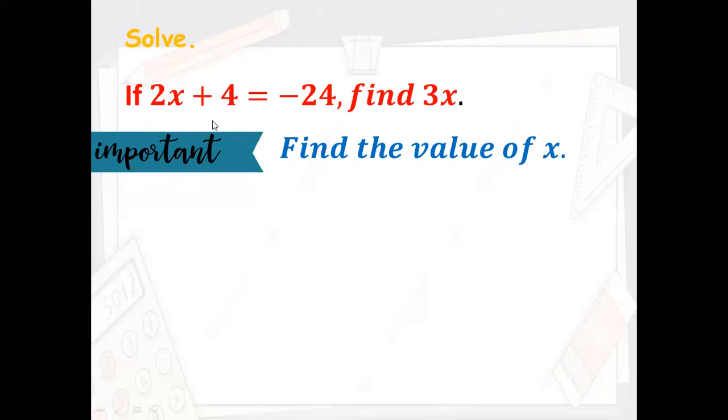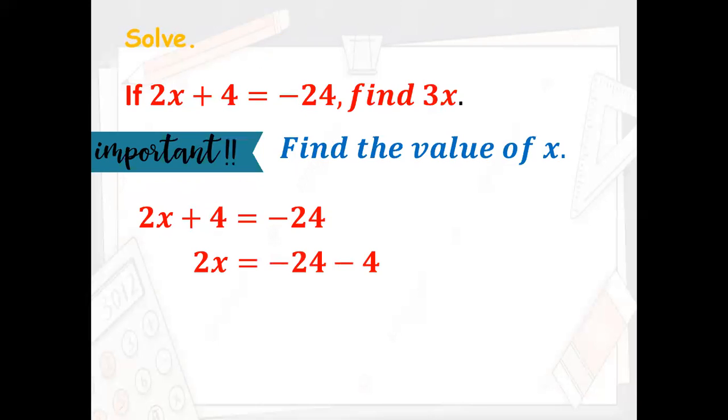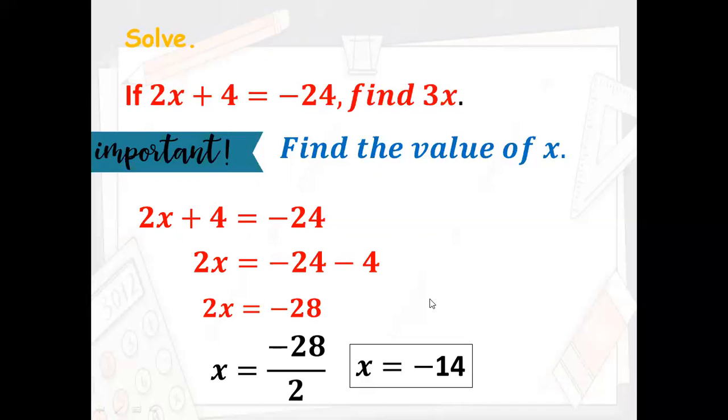For finding the value of x, you need to use this equation here, which is 2x plus 4 equals negative 24. So let's solve it first. In the next step the plus 4 will move to the other side. That will give you a minus 4. So 2x equals negative 24 minus 4. That will give you a negative 28. So 2x is equal to negative 28. x will be equal to negative 28 over 2. 28 divided by 2 is 14. But because we are dividing a negative sign, the answer will be negative. So x is equal to negative 14.